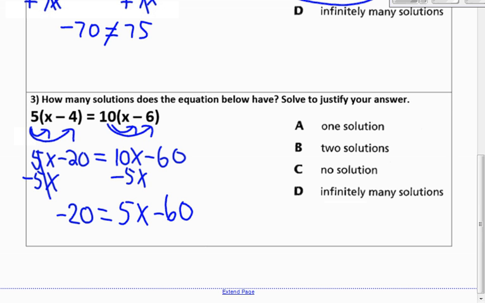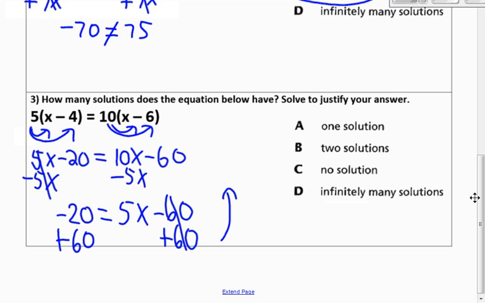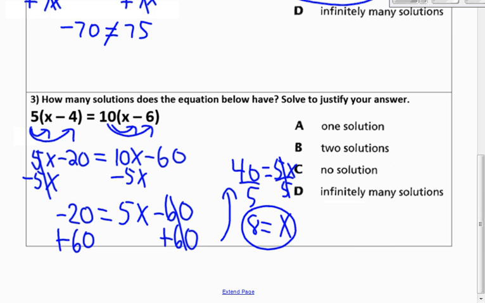Remember, this is a two-step equation, so you have to add 60 to both sides using inverse operations to start to get the x alone. So you'll have, hold on, negative 20 plus 60 is 40, equals 5x. And you divide by 5 on both sides. 5's cancel, x equals 8. That is one solution.